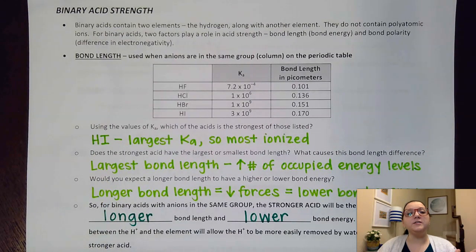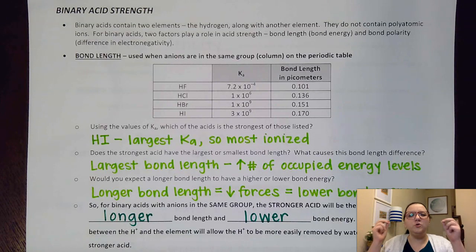All right, so we're going to start off by talking about binary acids. And those are acids that contain two elements, the hydrogen along with another element that would be our negative anion. They do not contain any polyatomic ions. For binary acids, there's two factors that play a role in acid strength, either the bond length, which is tied to bond energy, or the bond polarity, which is tied to differences in electronegativity.